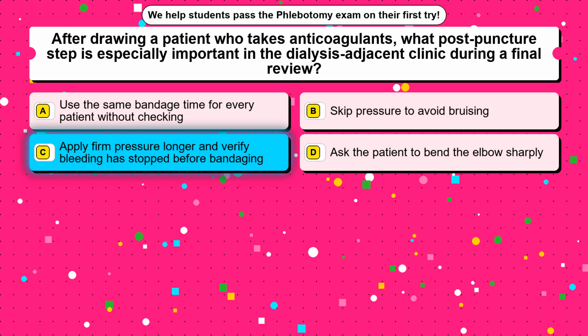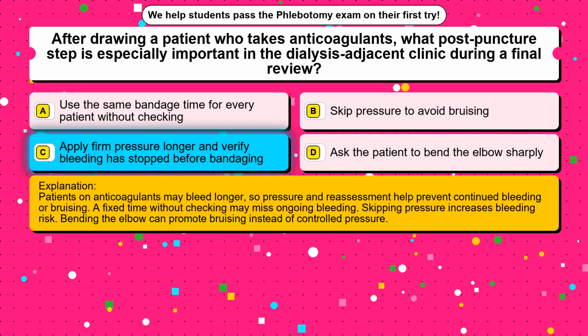Apply firm pressure longer and verify bleeding has stopped before bandaging. Patients on anticoagulants may bleed longer, so pressure and reassessment help prevent continued bleeding or bruising. A fixed time without checking may miss ongoing bleeding. Skipping pressure increases bleeding risk. Bending the elbow can promote bruising instead of controlled pressure.